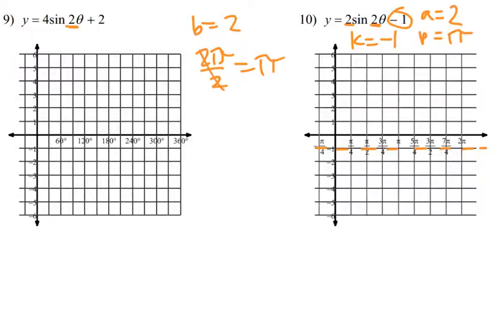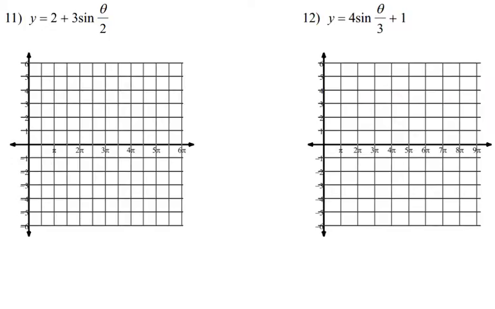But I'm starting out right here, right? And I'm ending at pi. So in between 0 and pi is pi halves, so that's where that one is. In between pi halves and 0 is pi fourths, and I'm going up 2 because that's my amplitude. Between pi halves and pi is 3 pi fourths, and I'm going down 2. And so that's what my new graph would look like.